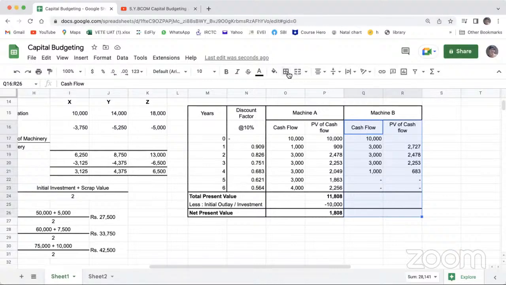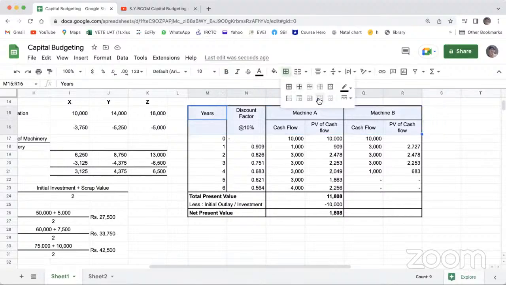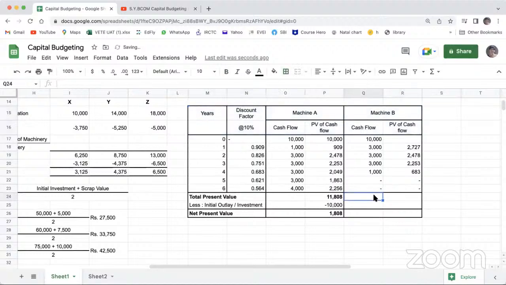Okay, good. Chalo, we have done. Now let's do it. What is the total present value? कितना है? 8141. Okay, 8141. And यहाँ के भी क्या है? Initial investment 10,000, right? So what will be the net present value here?